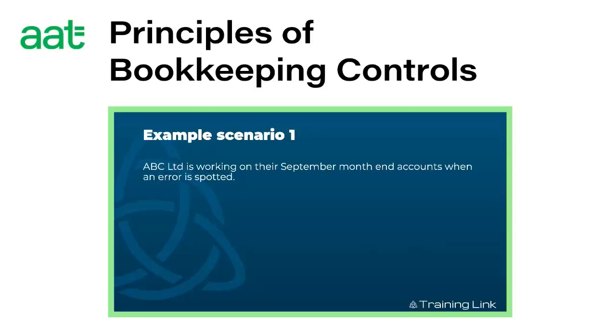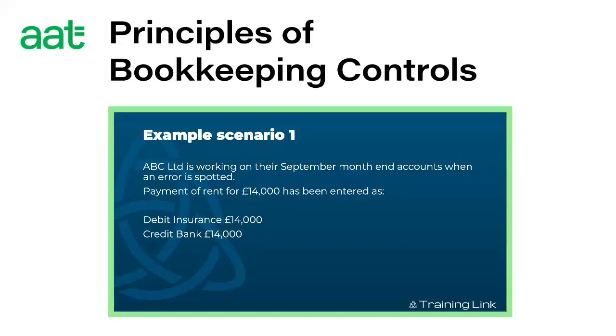ABC Limited is working on their September month-end accounts when an error is spotted. Payment of rent for £14,000 has been entered as debit insurance of £14,000 and credit the bank account for £14,000. So we need to look at what should have happened and what has happened. It's payment of rent for £14,000 and it's been entered in the insurance account. We also need to look at the other transaction, which is the credit to the bank.